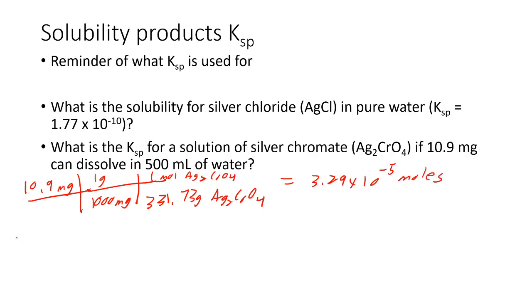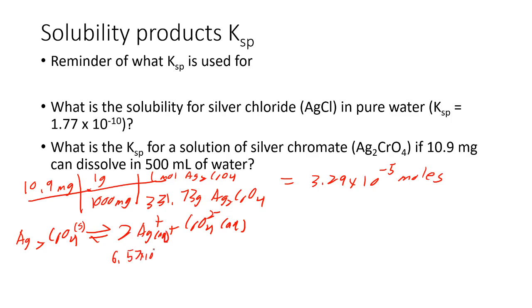So now I'm going to look at my balanced chemical equation for this. Ag2CrO4, silver chromate, is in equilibrium with 2 silver ions plus 1 chromate, which will be 2 minus to make the charges balance. What's important about this, you'll notice it's not a 1-to-1 relationship. That means for the silver, we have 6.57 times 10 to the negative 5th moles. For the chromate, on the other hand, we have 3.29 times 10 to the negative 5th moles.